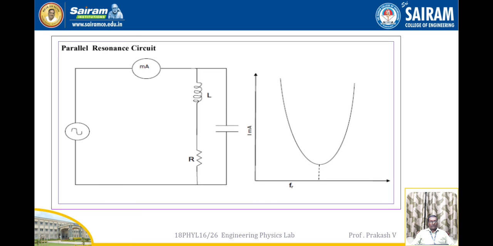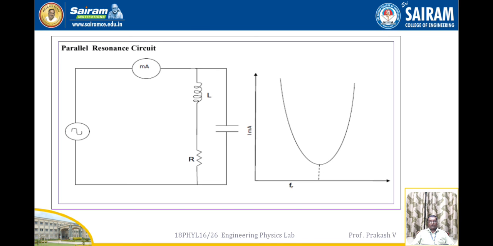And in this circuit you can look at the parallel resonance circuit. Here the capacitor is connected in parallel to L and R, and when we plot a graph of current I versus frequency, the current will be minimum at resonance frequency Fr.